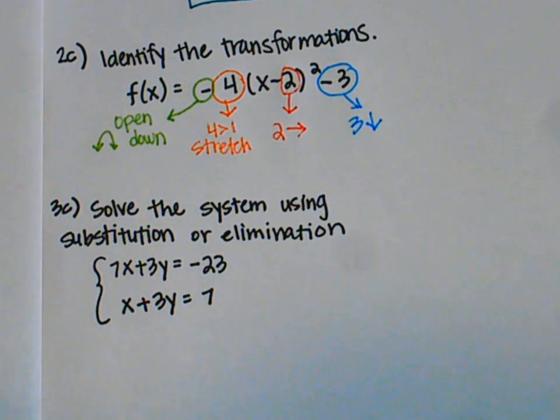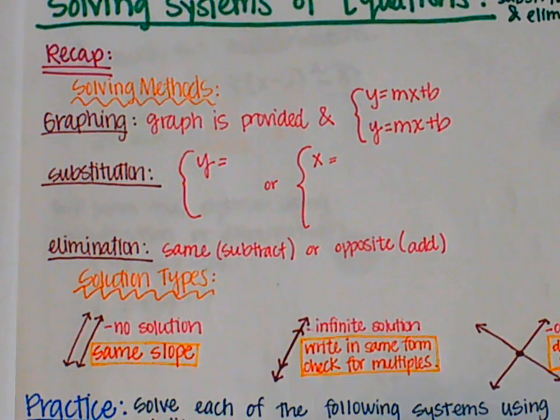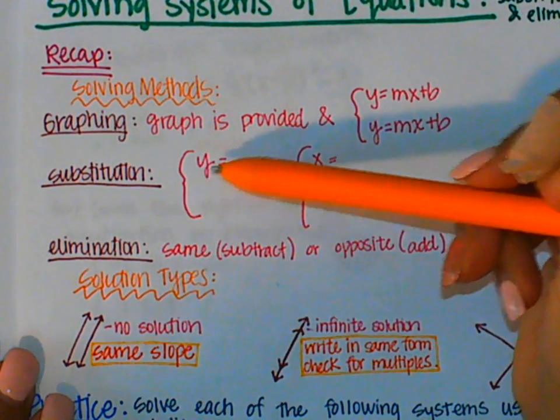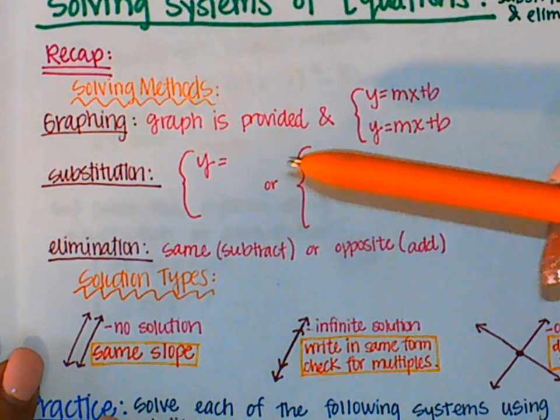Okay, for our next one, we want to solve this system of equations by using either substitution or elimination. Now, that was a really big topic that we talked about back in chapter 1. We have 3 different methods of solving: graphing, substitution, and elimination. We want to use substitution when we have something that is y is equal to or x is equal to, when our equations are set up in that way.